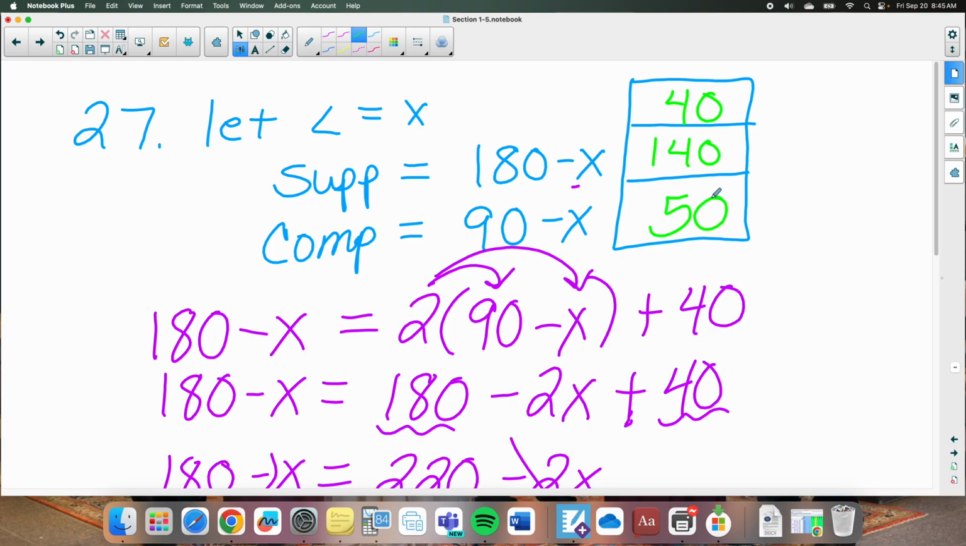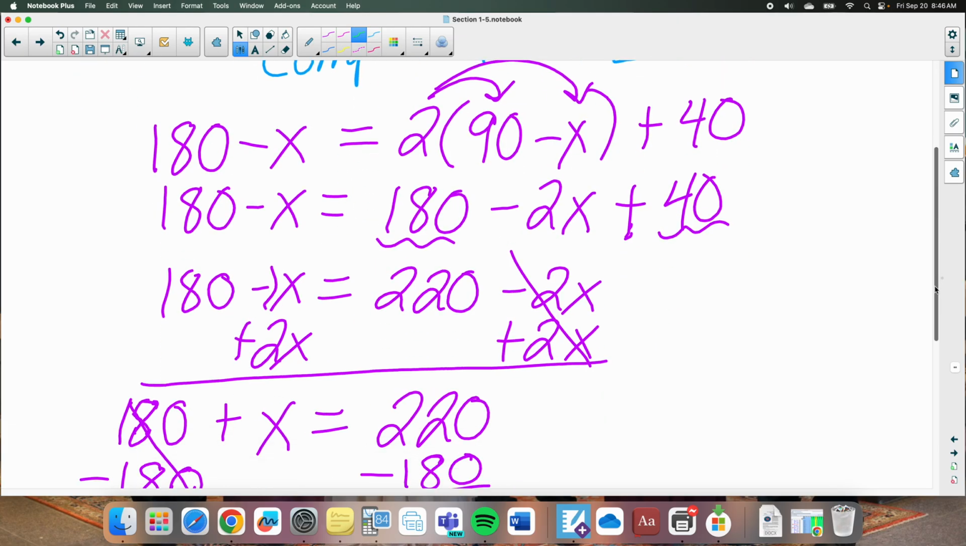Now you guys could, once you get your answer, go back and check it, because what they said is that the supplement is 40 more than twice the complement. 2 times 50 is 100. 40 more than that is 140, so you can kind of check it too, okay?